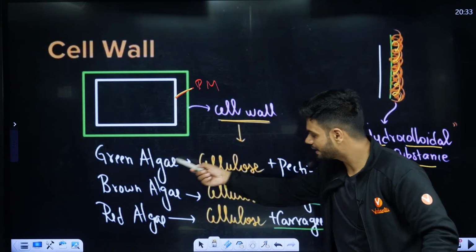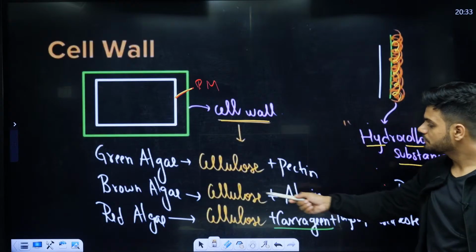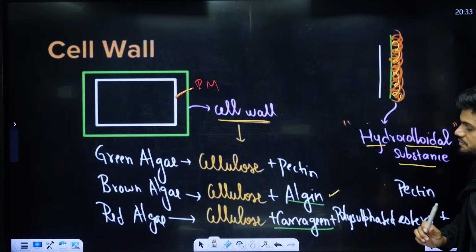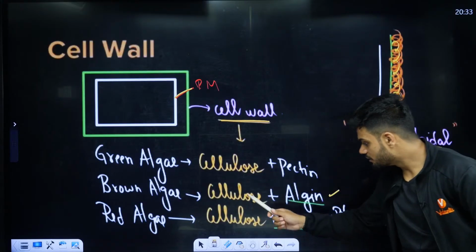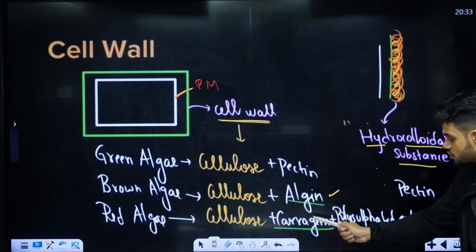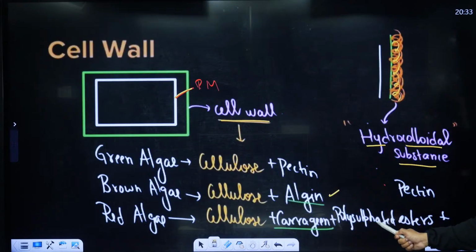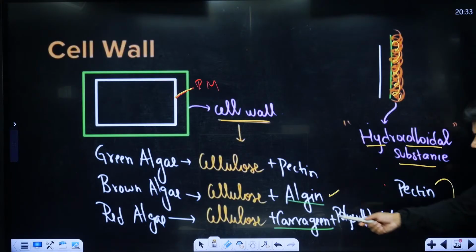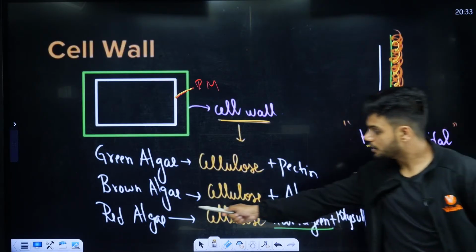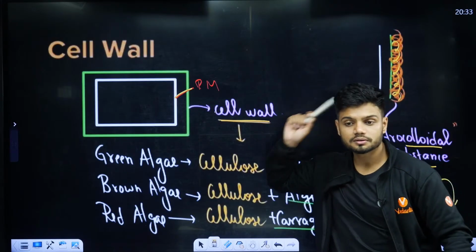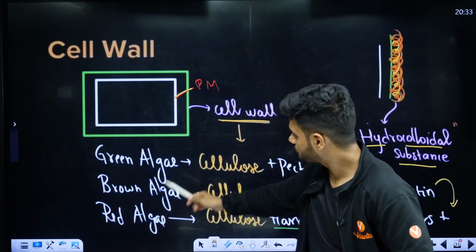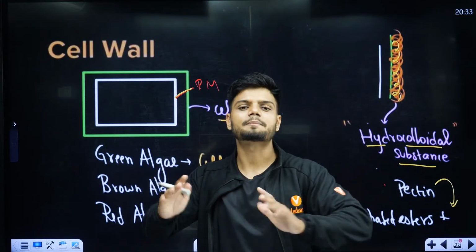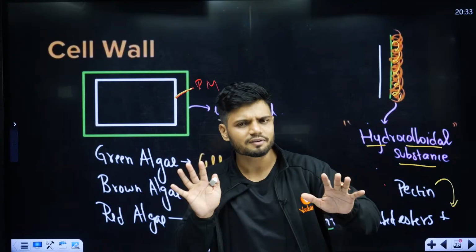Students, now what is the cell wall made up of? In the case of green algae, cellulose plus pectin. Brown algae, cellulose plus algin. Algin is your hydrocolloidal substance. Red algae, we have cellulose plus carrageen plus polysulfated esters plus pectin also. All of this is part of your red algae cell wall. So in green algae, brown algae and red algae, the cell wall is made up of different types of substances. That's why they have varieties of algae.